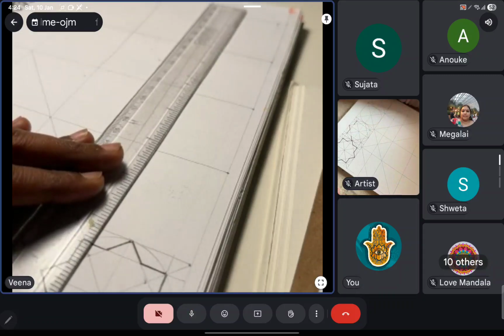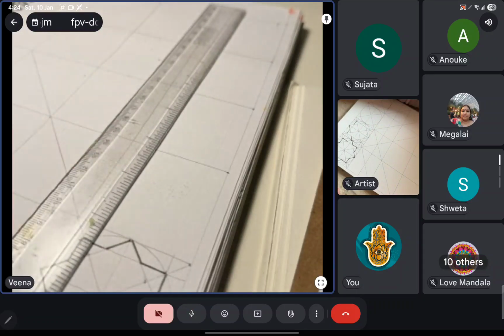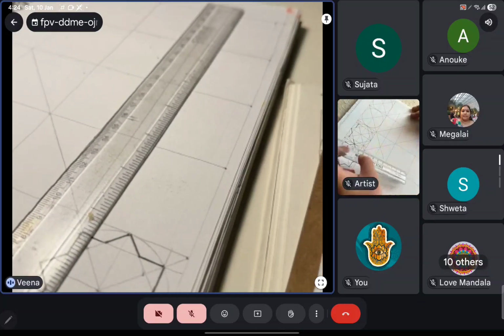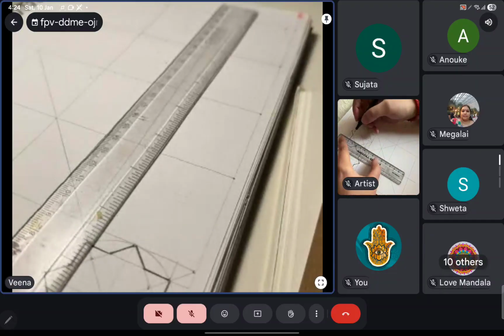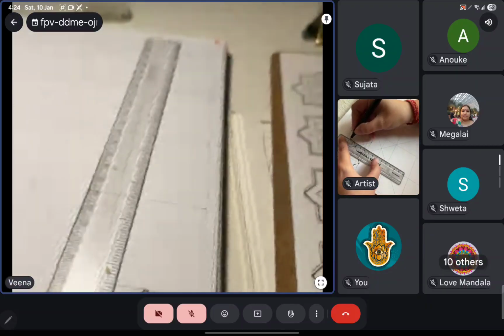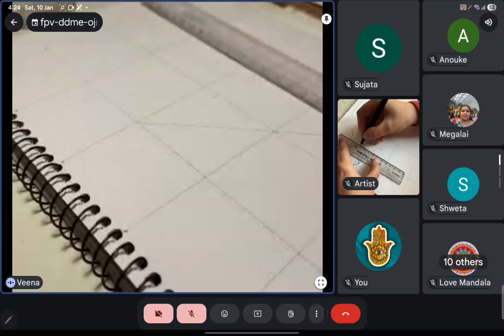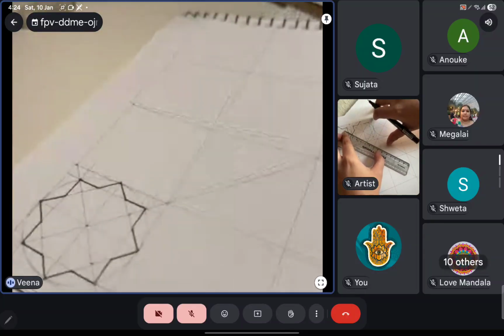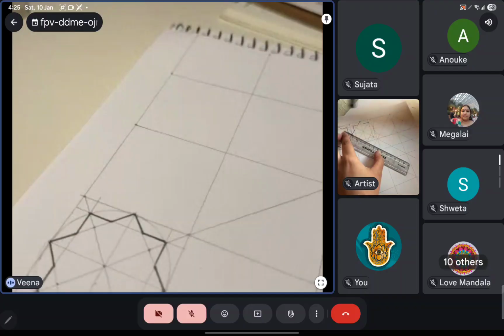Veena, I think you should move the camera back to its previous position. That worked better. Okay, yeah, no worries, I can do that. Just give me a moment. Okay, maybe this is much better, right?